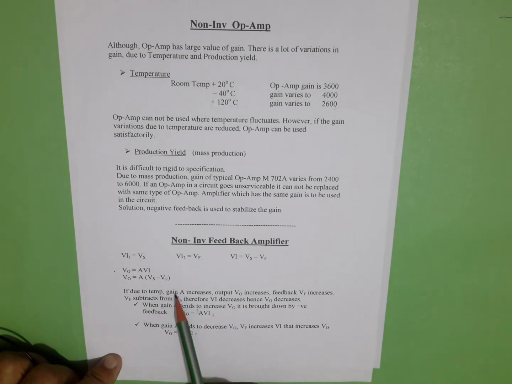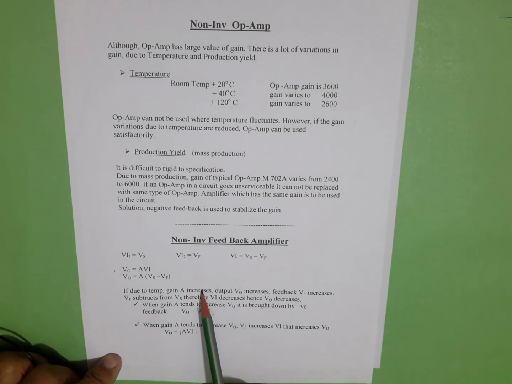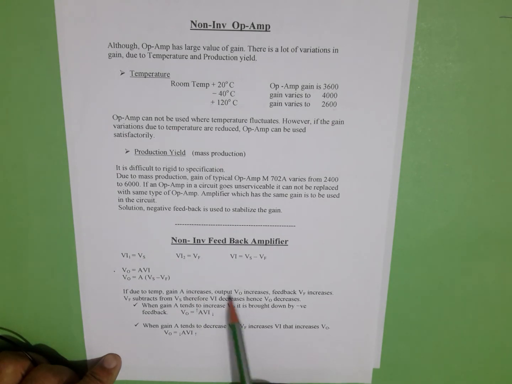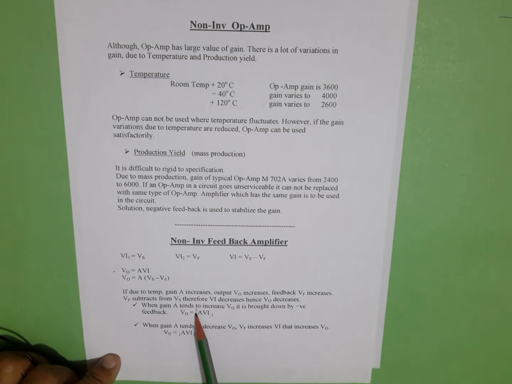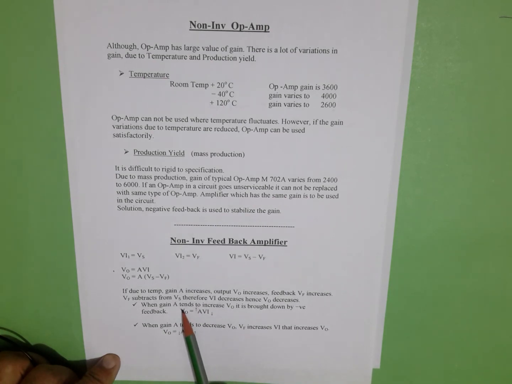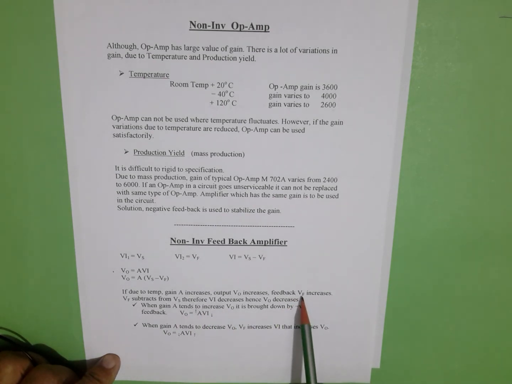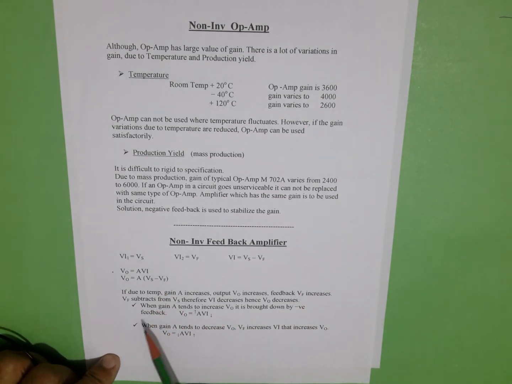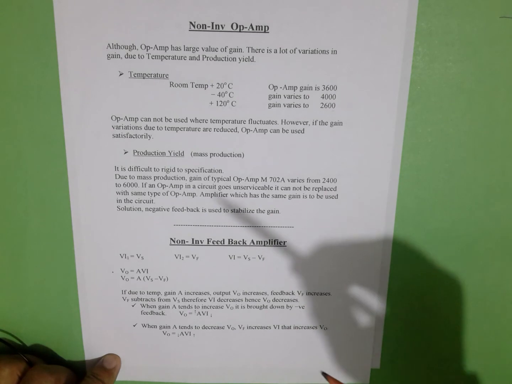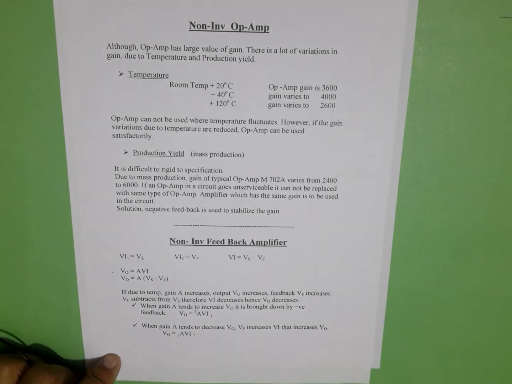If due to temperature gain A increases, output V naught increases. Feedback Vf will increase across R2, and it subtracts from Vs. Therefore, V input decreases, hence V naught decreases. The amount by which V naught was increasing is brought back to the original value by the feedback voltage.